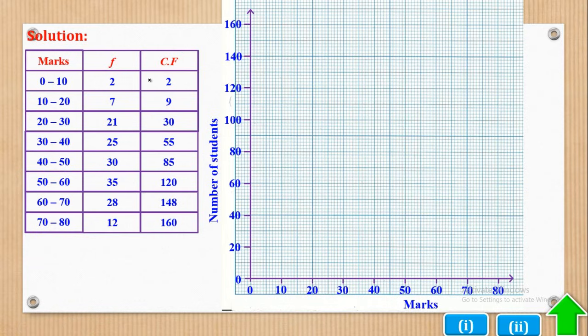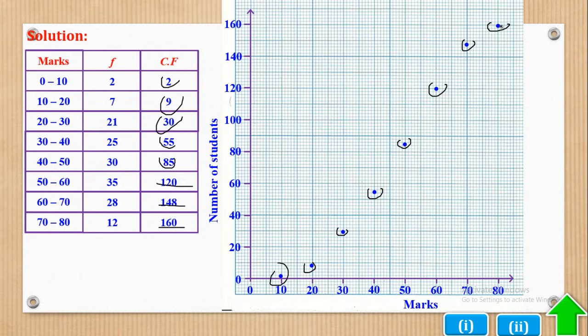So plotting, 10 corresponds to 2, so we shall put 2 here on 10. Then 20 corresponds to 9, so we shall put 9 here. Then 30 corresponds to 30, so we shall put 30 there. 40 corresponds to 55, so we shall put 55 there. 50 corresponds to 85, so we shall put 85 there. 60 corresponds to 120, so we shall put 120 there. 70 corresponds to 148, so we shall put 148 there. And lastly 80 corresponds to 160, so we shall put 160 there.